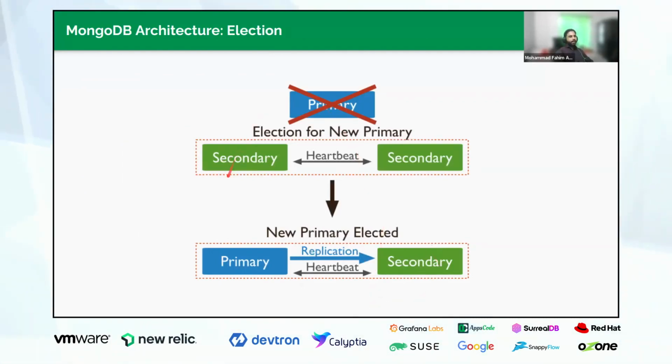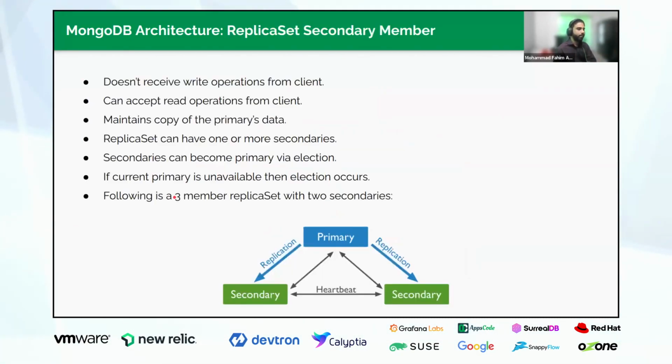So this is the election scenario of the database replica set. For some reason, the primary got lost. We can see from our previous diagram that the secondary members and the primary all send heartbeats to each other. That means they prove that they are currently available. So the primary sends a heartbeat to the secondary, and the secondary sends a heartbeat to the primary. So all of them communicate with each other to send heartbeats.